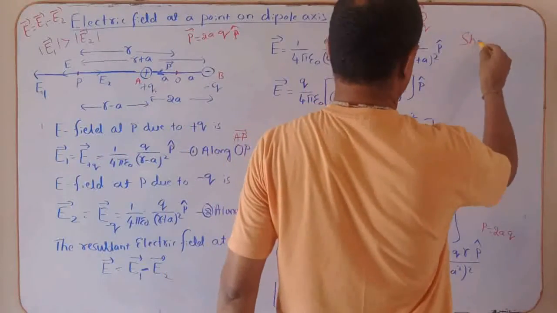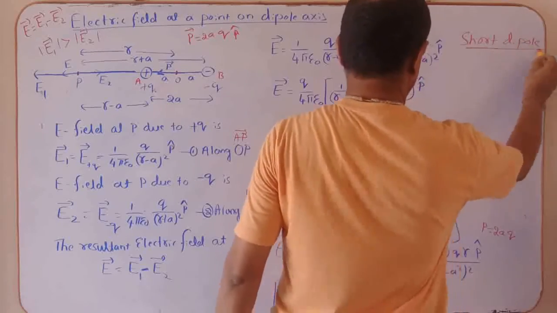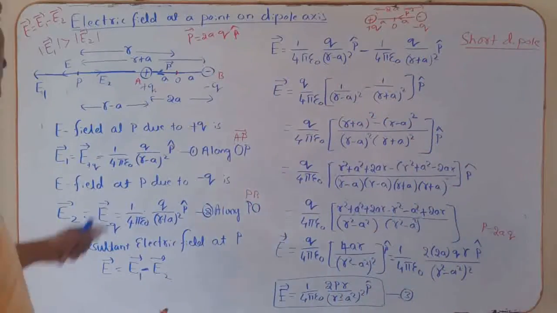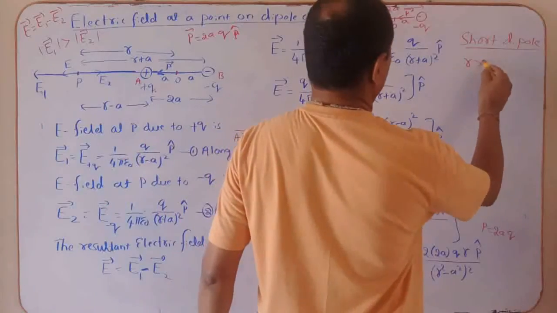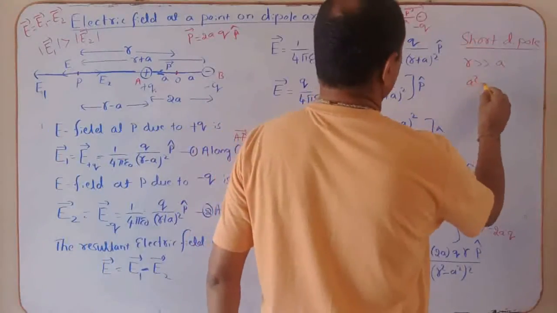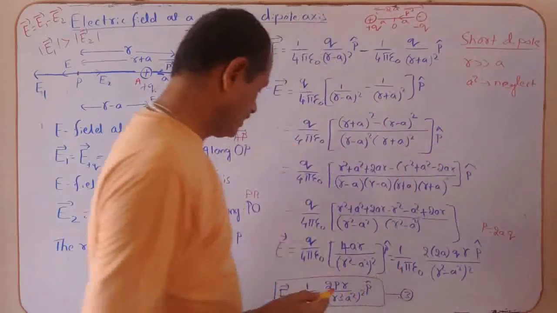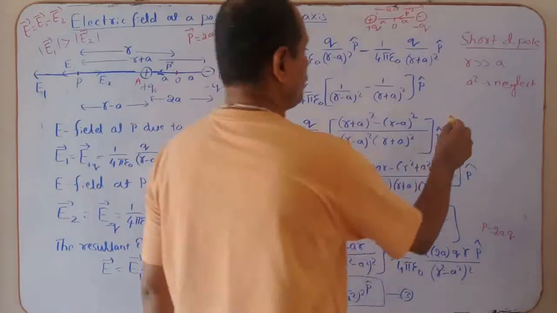For a short dipole, a is very small. When a dipole is very small, r is very great as compared to a. What happens? a square is neglected. a square you have to neglect. Once a square is neglected, what about this one?